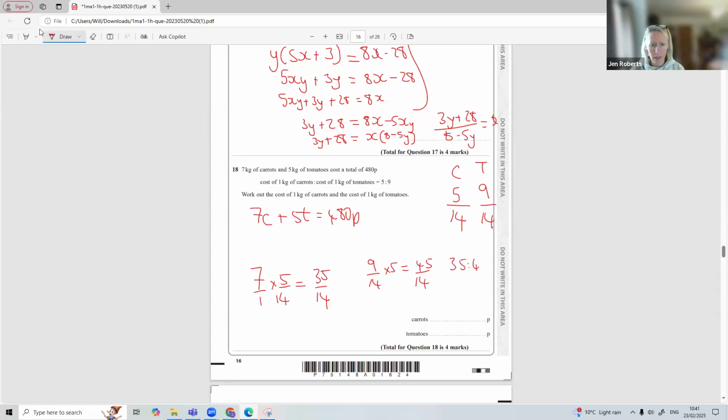Let me simplify this by dividing both by 5. 7 to 9, which is a total of 16 parts. I'm going to divide my 480 by 16. So hang on. 16s into 480. You've got 16, 32, 48, 30. It's 30. Because we've been dealing with this cost here, so that means that the cost of a carrot is 30p.